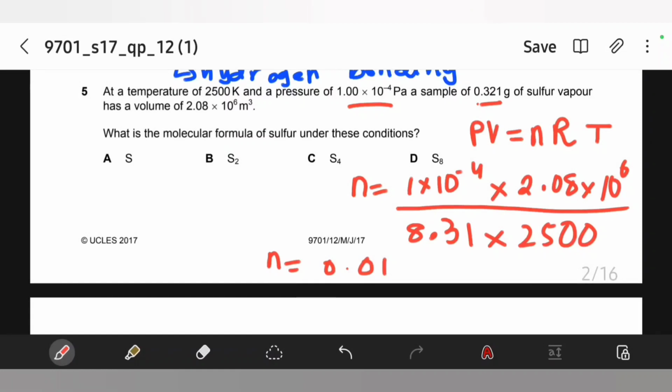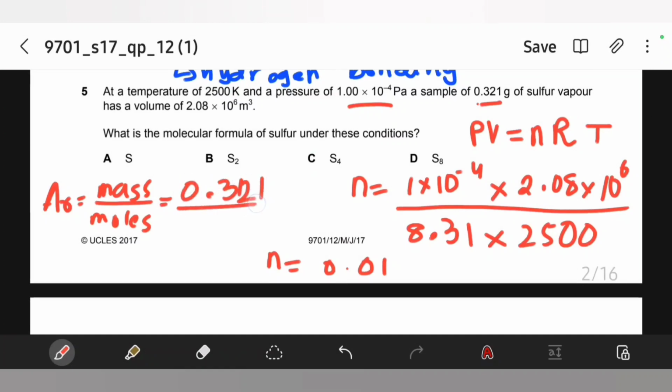Now you can use this number of moles to find out the Ar. Mass is given as 0.321, divided by 0.01, and Ar is coming out to be 32.1. Now we know that this Ar belongs to sulfur in this state from the periodic table.